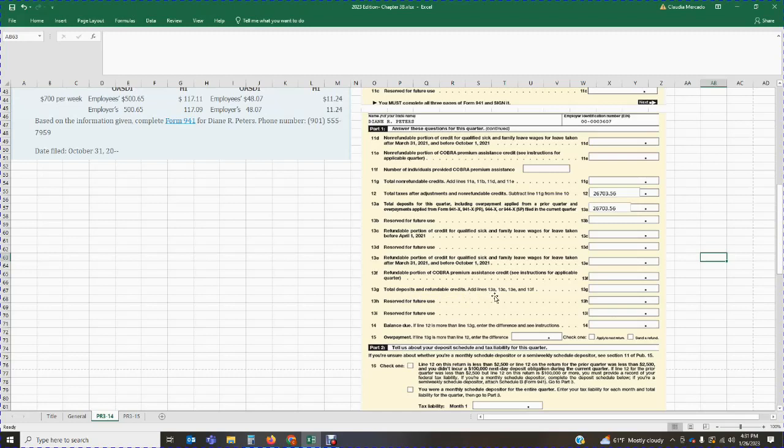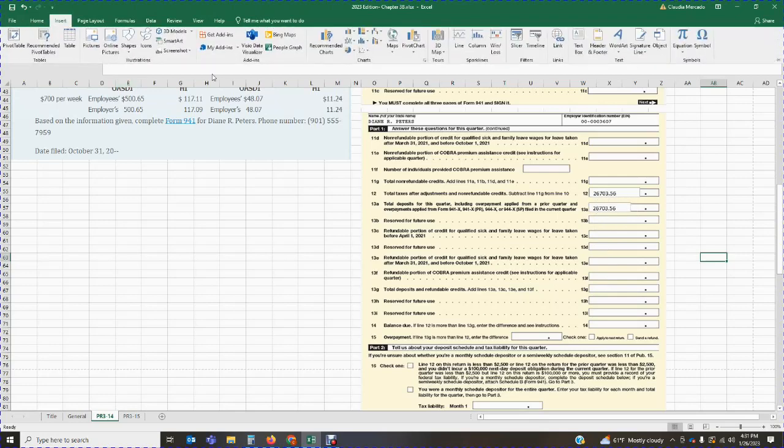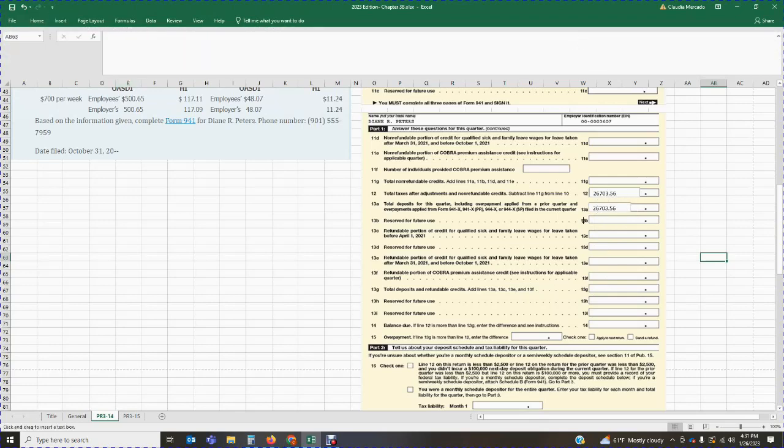We're going to jump over to line 13G, which says total deposits and refundable credits. It says to add lines 13A, 13C, 13E, and 13F. So we're going to go ahead and add those line items. And we don't have information with the exception of line 13A. Everything else is 0, so we're just going to bring that number down. Okay, so we're going to bring that to 13G. And that's going to give us 26,703.56.